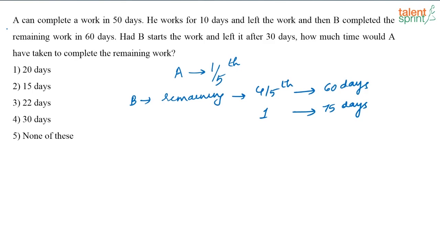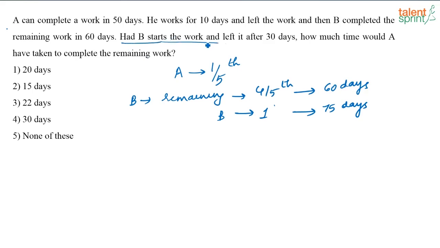So if B has to complete the whole work, right? The one full work, how many days will B take? 60 plus another 1/5 has to be completed. 1/5 is 15, right? So 60 plus 15 or 75 days, correct? So B can do the full work in 75 days. I hope this part is clear. See, B can complete 4/5 of the work in 60 days. So the full work can be completed by B in how many days? In 75 days. Okay.